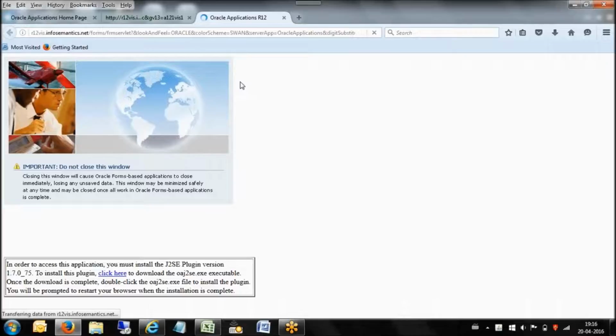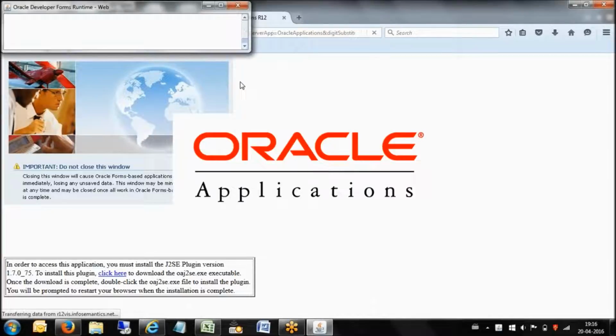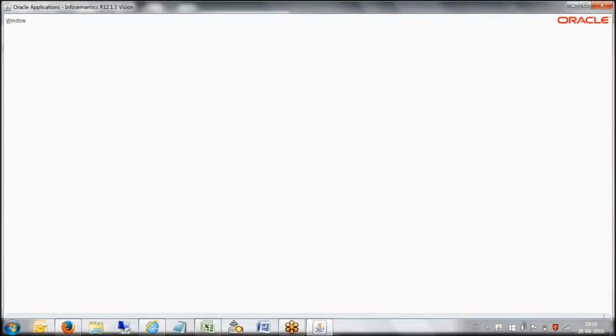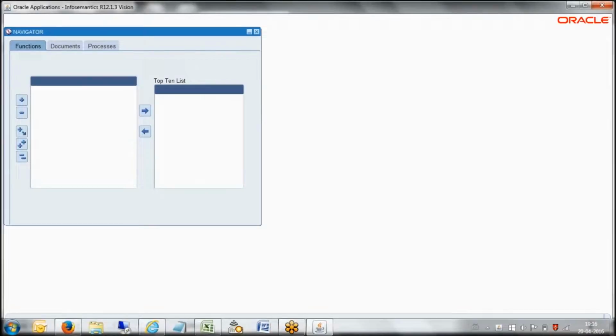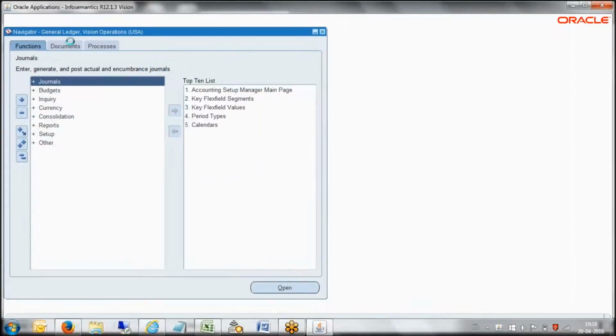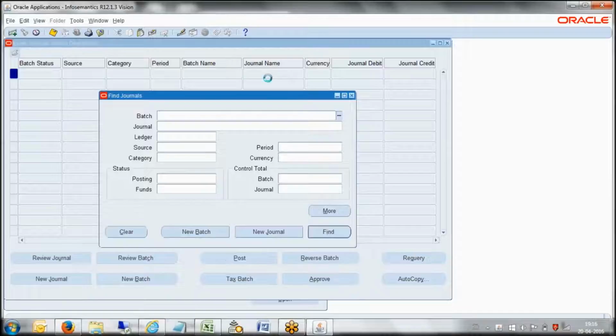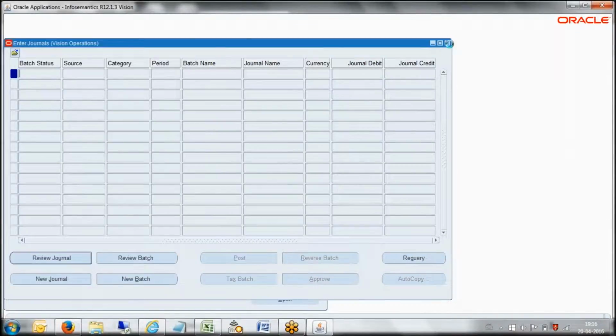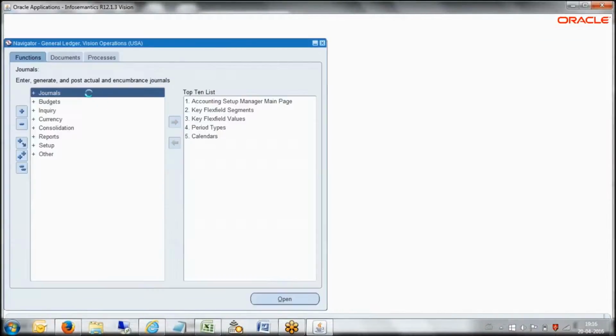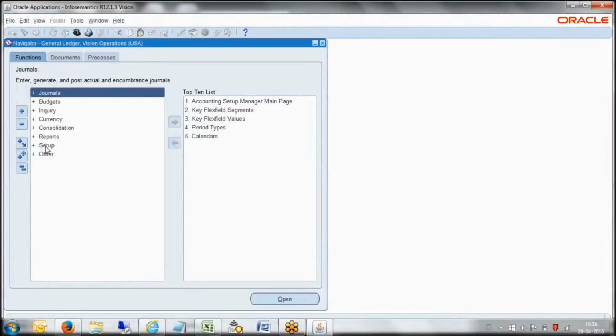In real-time implementations, when you get the instance, you will see general ledger super user, payables super user, receivables super user. For each module application, you will see one super user responsibility given in the product. But here you will see general ledger vision operations. Vision operations is nothing but an imaginary company structure which is already defined in the training instance. Everything will remain the same.